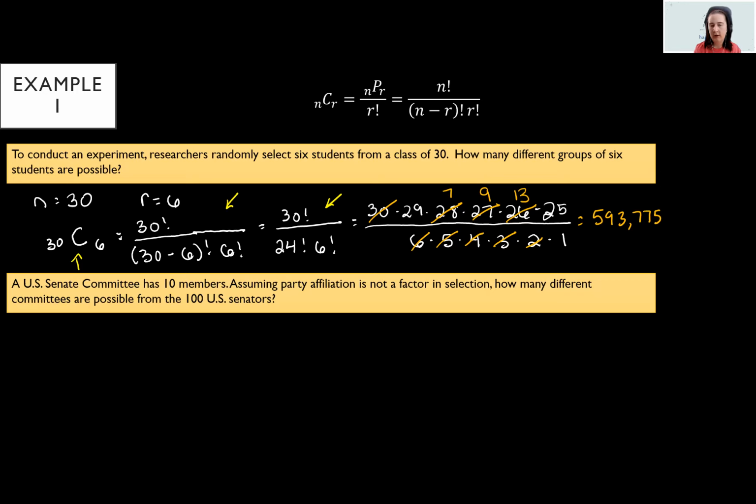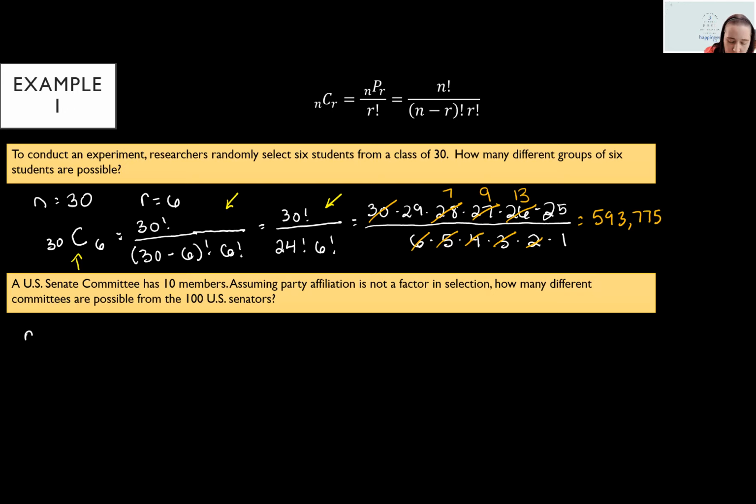Okay, so second example here: a US Senate committee has 10 members. Assuming party affiliation is not a factor in selection, how many different committees are possible from the 100 US senators? If you're just putting people on a committee, the order that they're picked doesn't really matter, because there aren't certain people who are the head of the committee or anything like that. We're just putting people on a committee. So order doesn't matter, and this is a combination problem.